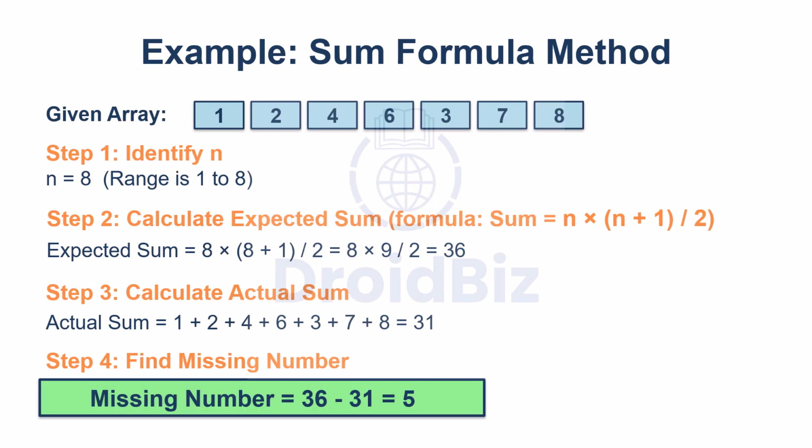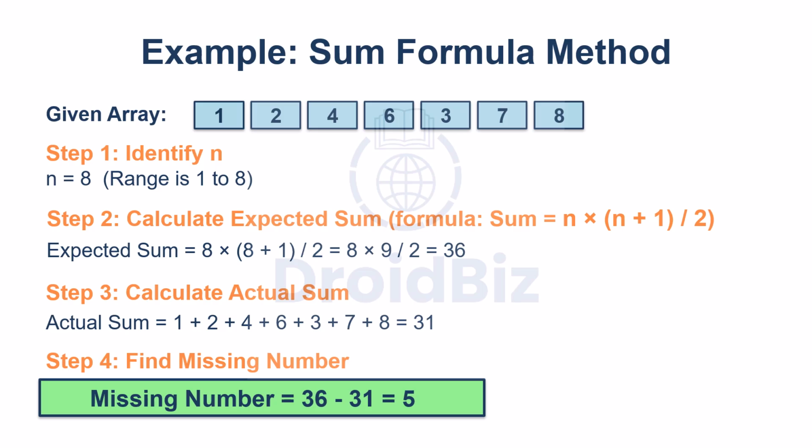Let's walk through a complete example using the sum formula method. We have an array with 7 elements, 1, 2, 4, 6, 3, 7, and 8. Notice they're not in order, which is common in this problem. Step 1. Identify n. Since we have 7 elements and 1 is missing, n equals 8. The range is from 1 to 8.